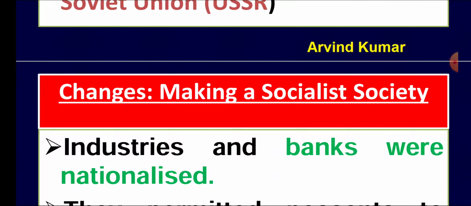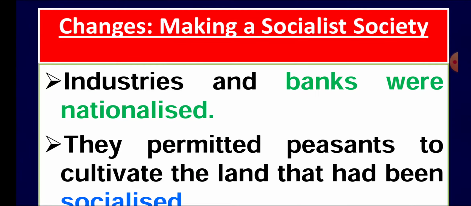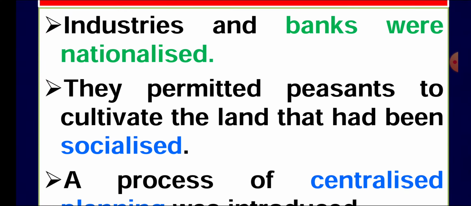And how did it become powerful? Which changes came in Russia immediately after this Bolshevik revolution? These are the changes as promised by Lenin in his April Theses. Banks were nationalized, industries were nationalized, and peasants were permitted to cultivate the land. This was one of the important steps taken by the Russian authority at that time, that land was given to peasants.